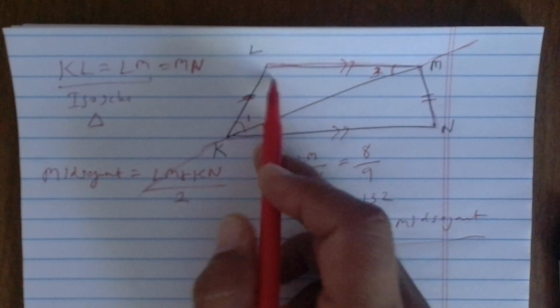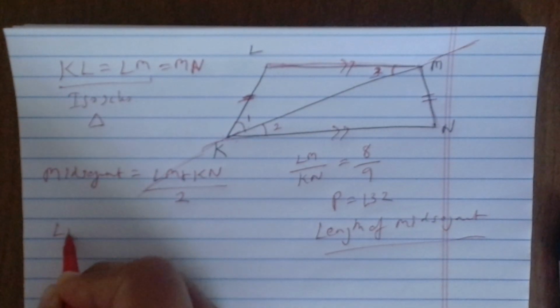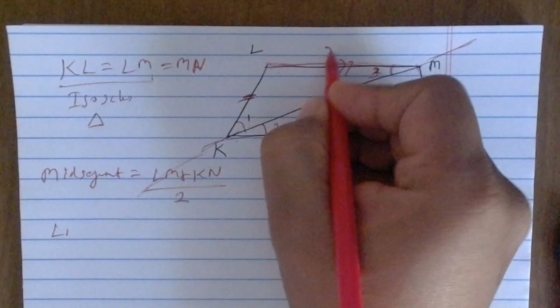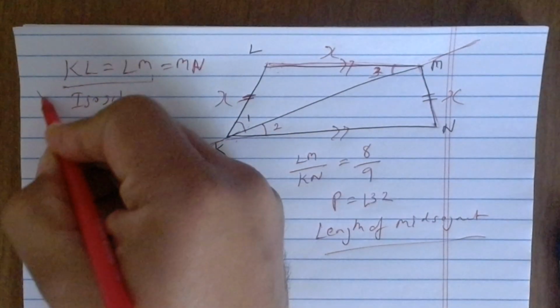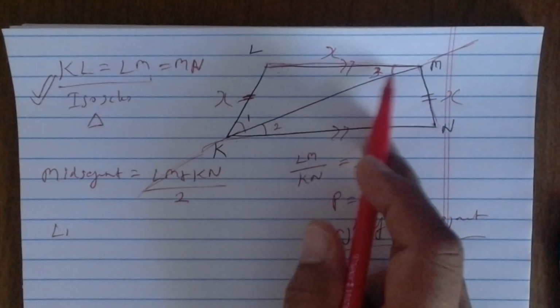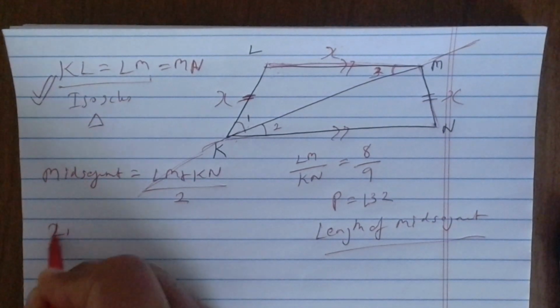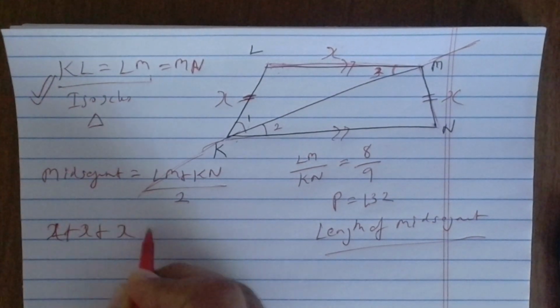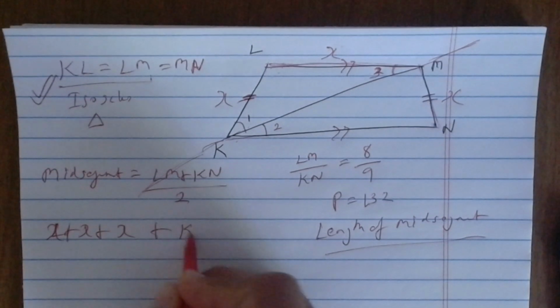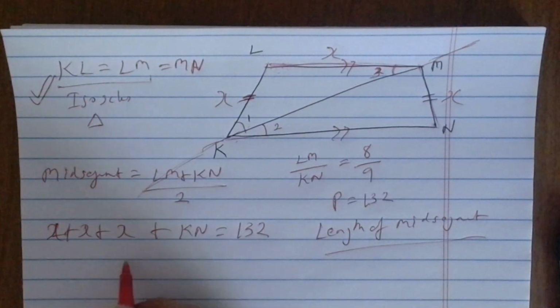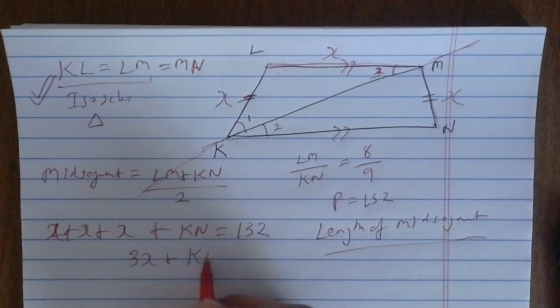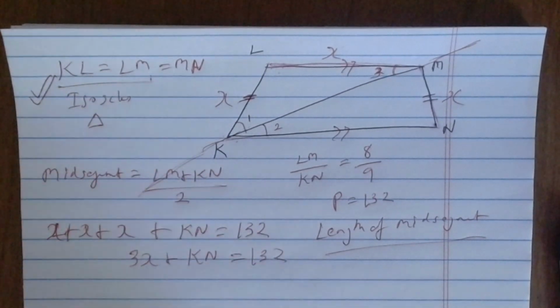The perimeter shall be LM. If I call LM as X, let me call it X to make it easy, this would also be X, and this would also be X because of what we did. So all three are X. So X plus X plus X plus KN equal to 132. So 3x plus KN equal to 132.